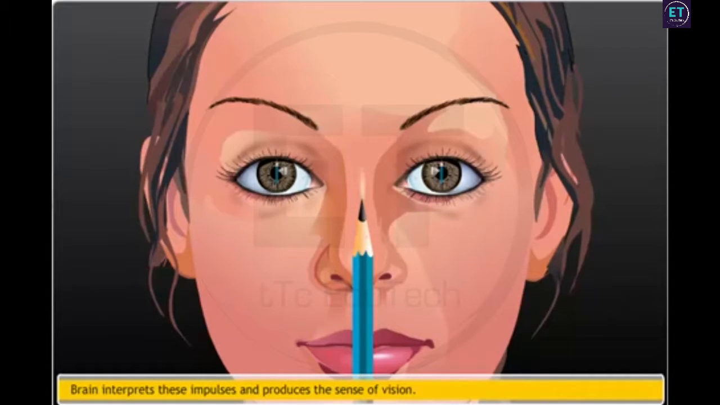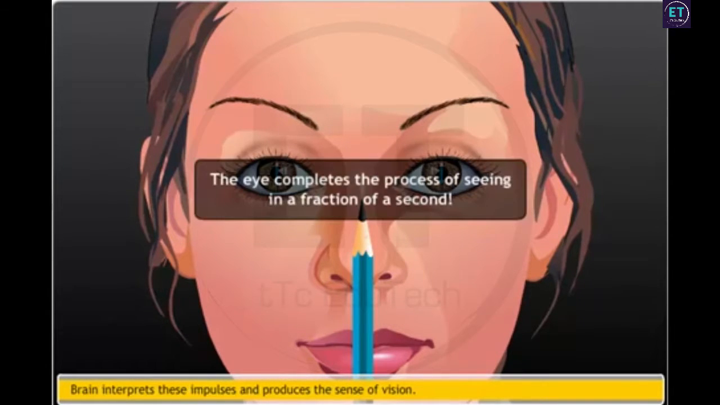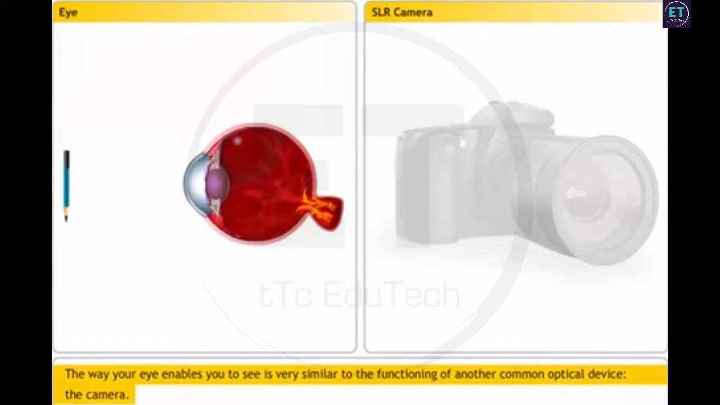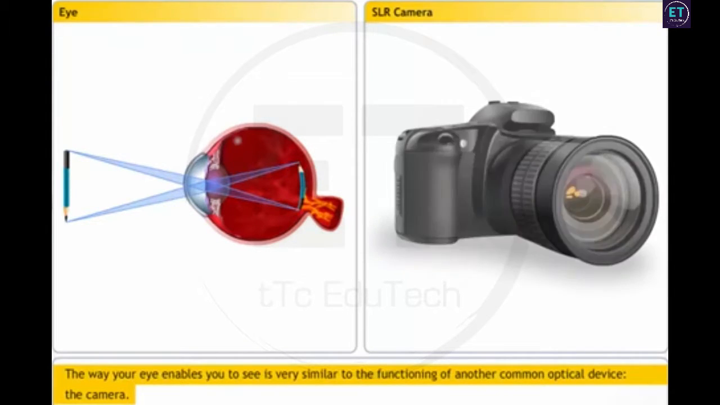Sounds like a long process, doesn't it? The amazing thing is that the eye completes this process in a fraction of a second, enabling us to see. The way your eye enables you to see is very similar to the functioning of another common optical device, the camera.